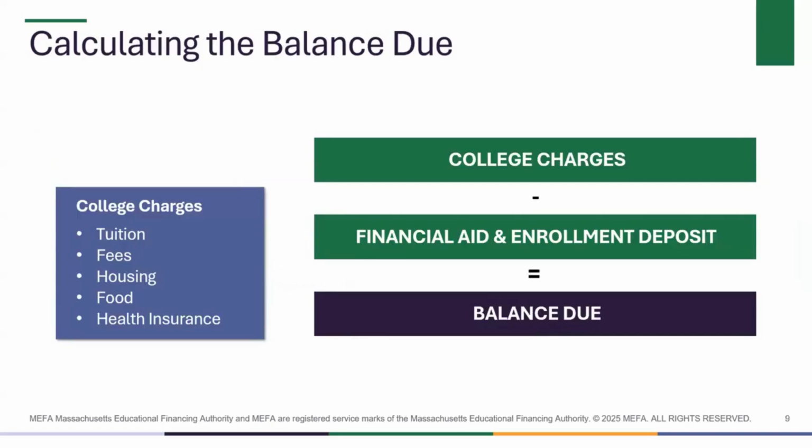When calculating the balance due at each school, what you'll want to do is look at the college charges, any billed and unbilled expenses, deduct your financial aid and enrollment deposit, and whatever's left over is what is due at the school.